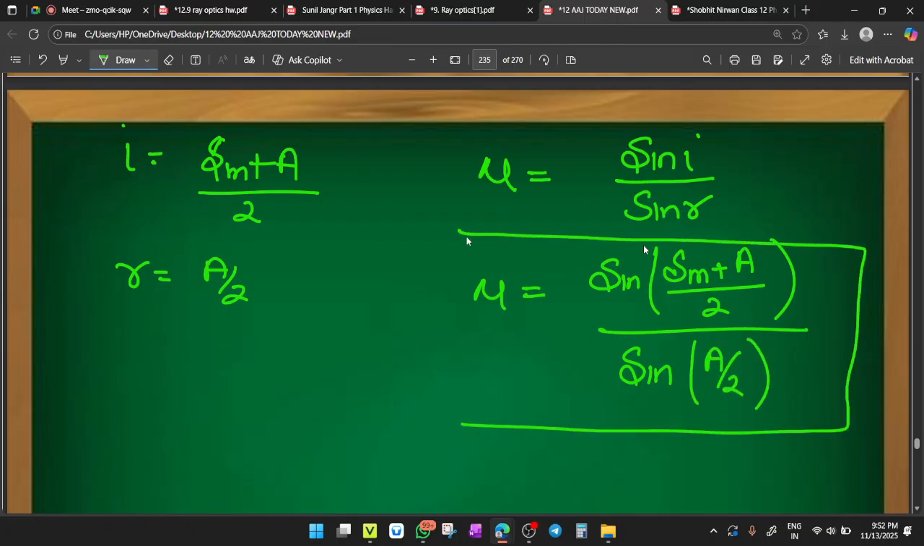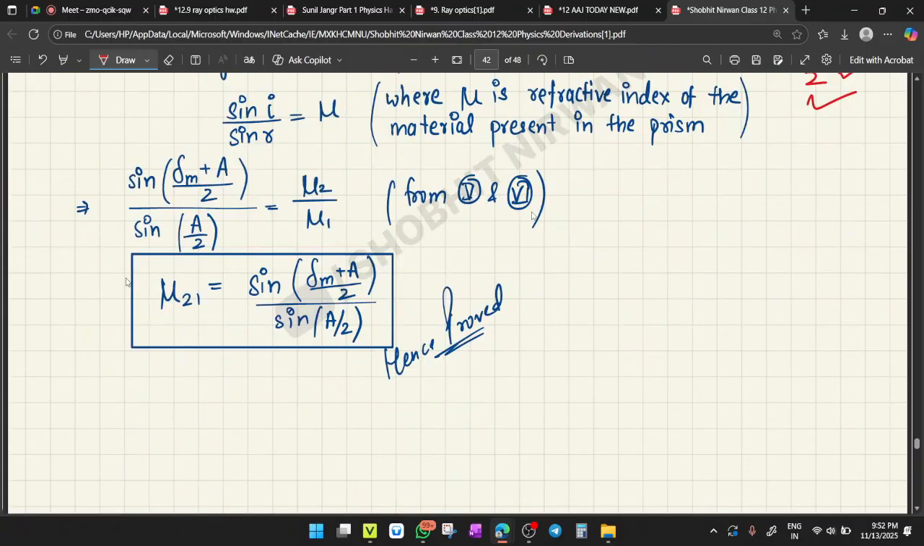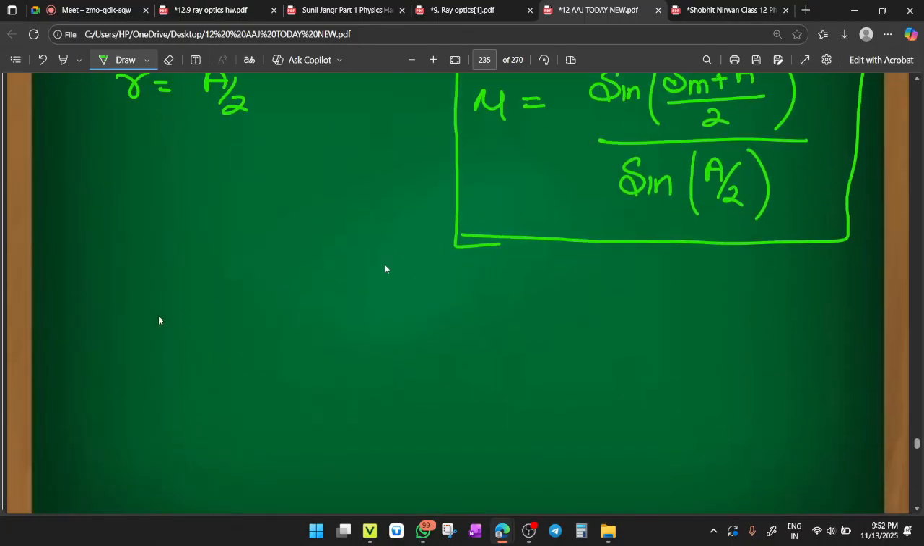So this is the derivation for the refractive index for the medium of a prism. This is called the refractive index for the medium of prism. You know, this equals mu 2 1 equals sine of A plus delta m by 2 upon sine A by 2. Clear?